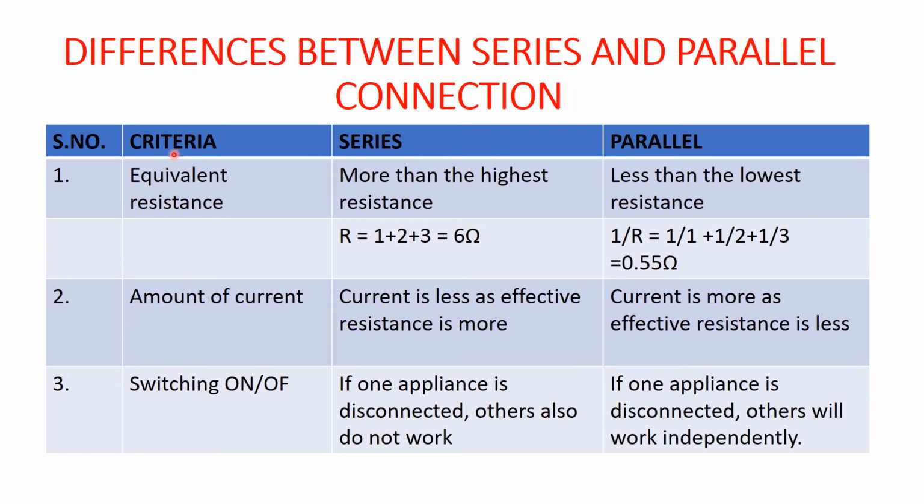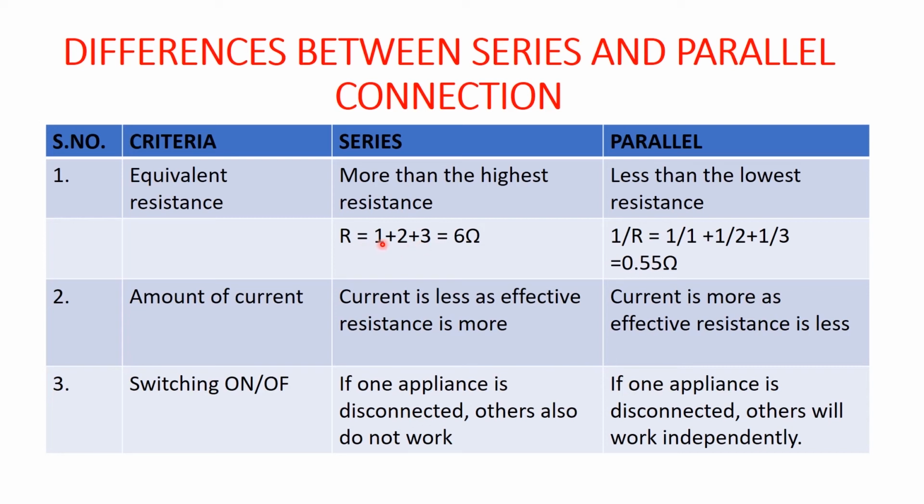Now let us try to find the difference between the series and the parallel connection. So first, equivalent resistance. In a series connection, you know the formula for the equivalent resistance is R is equal to R1 plus R2 plus R3 if there are 3 resistors. ஒரு சின்ன example எடுத்துக்குவோம்.